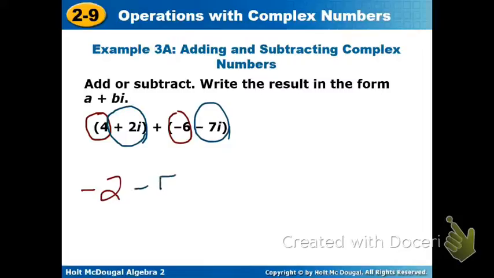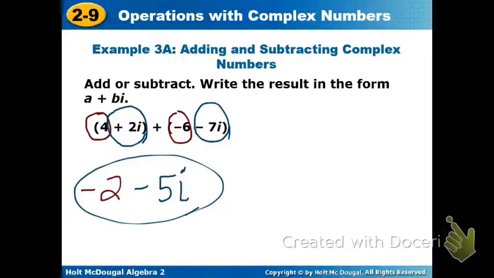7 is negative 5, and then put the i back on it, and you got it. Negative 2 minus 5i. The addition ones are easy because we don't have to worry about the signs other than what's there.